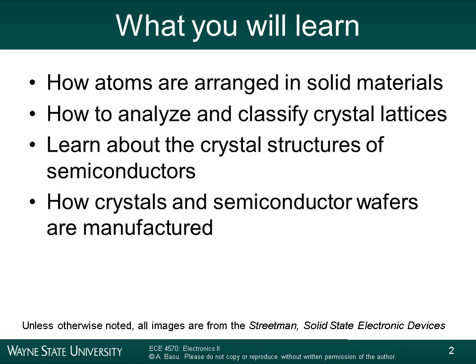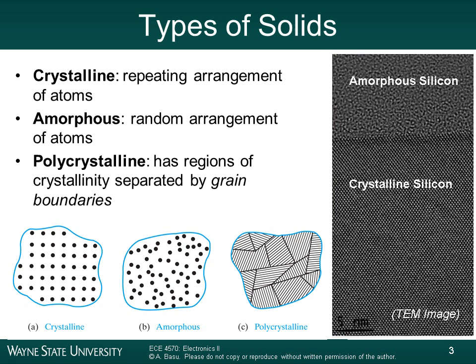So the purpose of this module is to understand the crystal structures and materials, in other words, how atoms are arranged in solid materials, and how to analyze and classify crystal structures, and specifically the crystal structures of semiconductors. And finally, we'll talk a little bit about crystals and how semiconductor wafers are manufactured. We used to do some exercises calculating the volumetric and area densities. Let's see if we get to those or not.